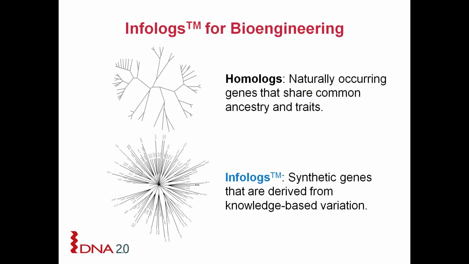Now, the key to both our engineering platforms is what we call infologs. So homologs, we all know what homologs are: naturally occurring genes that share common ancestry and traits. Infologs are synthetic genes that are designed to interrogate the sequence-function relationship. So they're genes that we make to basically ask certain questions about how a sequence relates to function. And I'll give you examples of how we apply this infolog approach in gene engineering throughout this talk, so you'll have a clear idea of really what I'm talking about there.